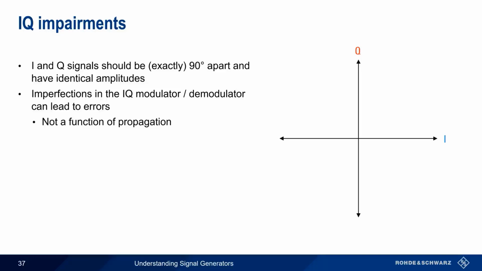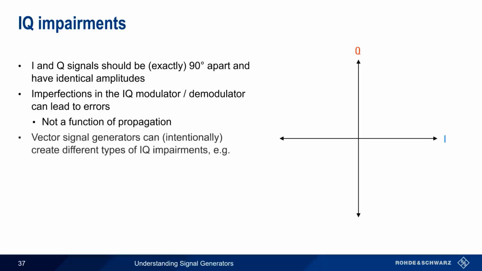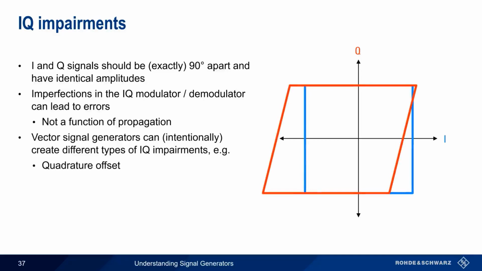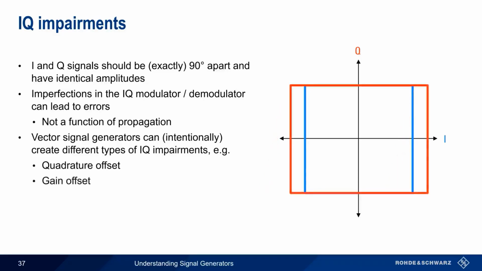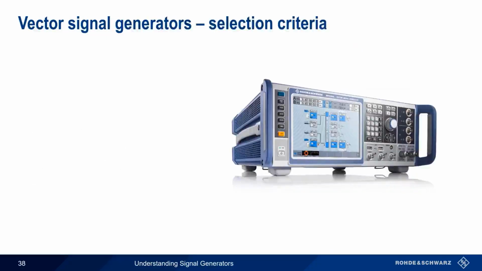Being able to introduce controllable IQ impairments can be very helpful in receiver testing, and vector signal generators can introduce various IQ impairments, such as quadrature offset, where the angle between the components is not precisely 90 degrees, or gain offset, where I and Q have unequal amplitudes. It should be clear that a vector signal generator represents a significant step up from analog signal generators in the types of signals it can produce.